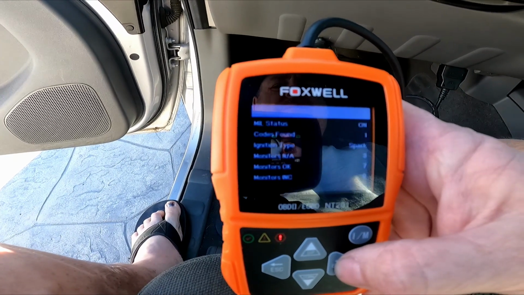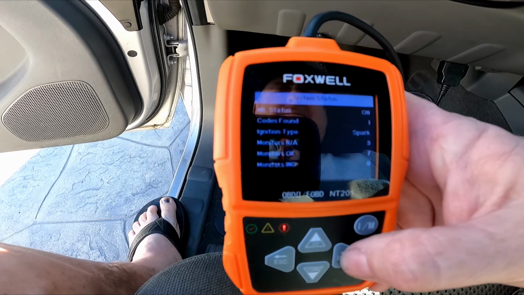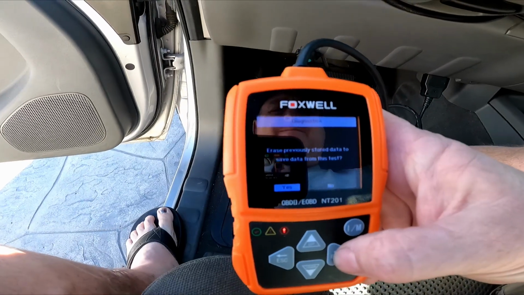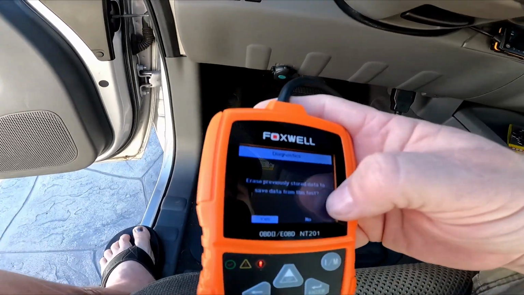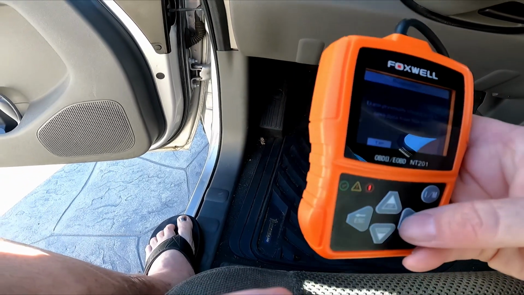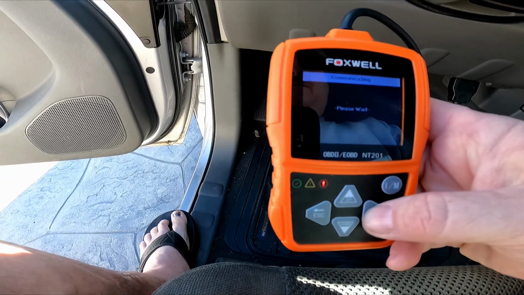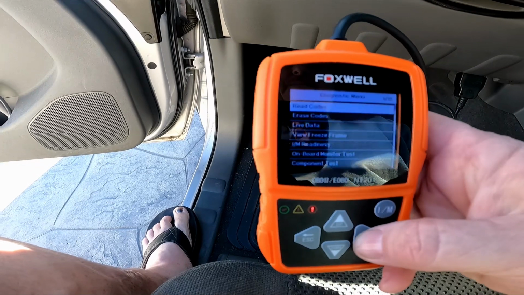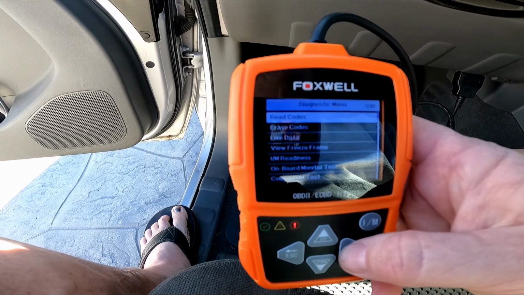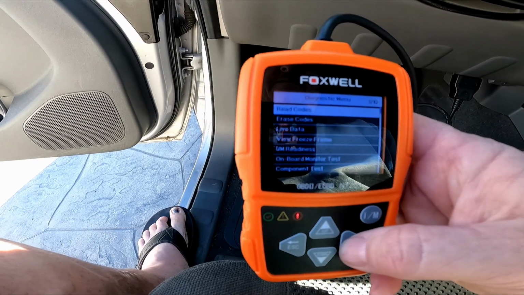Now the scanner is communicating with the vehicle, and it shows one code found, which is good. Yes, we'll go ahead and we'll erase previous data. Please wait. I don't remember what data that could be. It could be probably the Silverado. That's why we're erasing it.